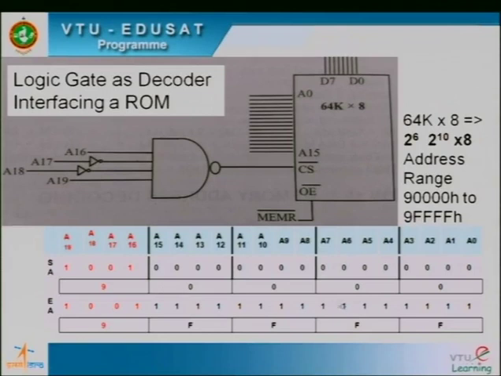And when we split this once again as a start and end, I get the range. This is 9 and all zeros, and for the end address, where all of them are ones, this is 9 followed by 4 Fs.